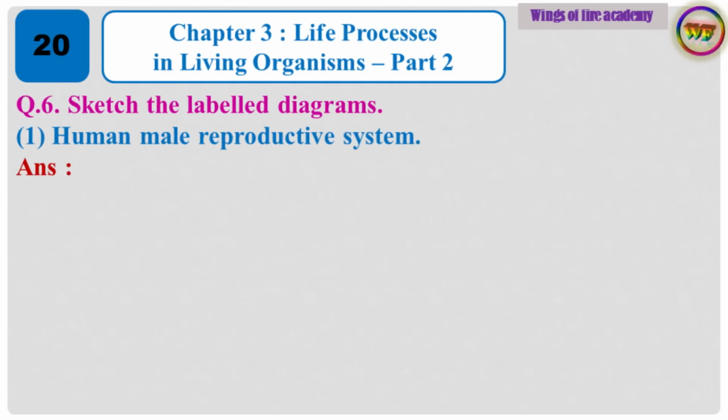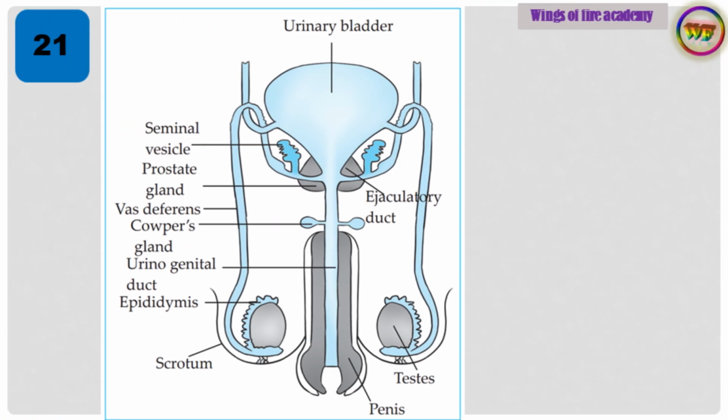Question 6. Sketch the labeled diagrams. Sub-question 1. Human male reproductive system. Answer is on the next slide. Diagram is given directly.